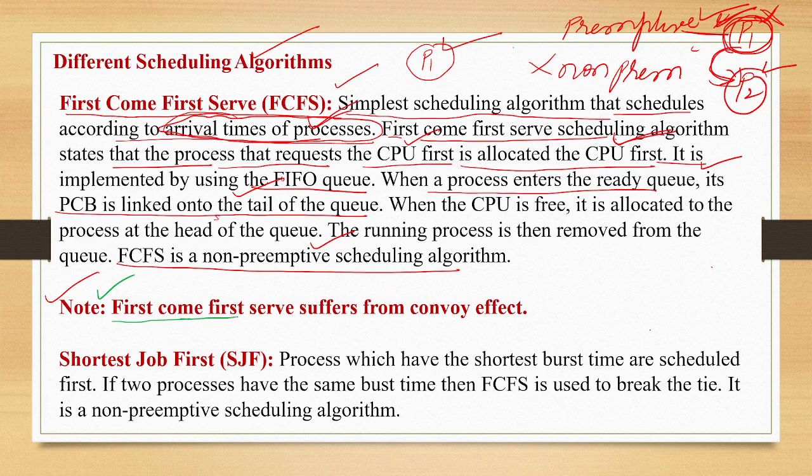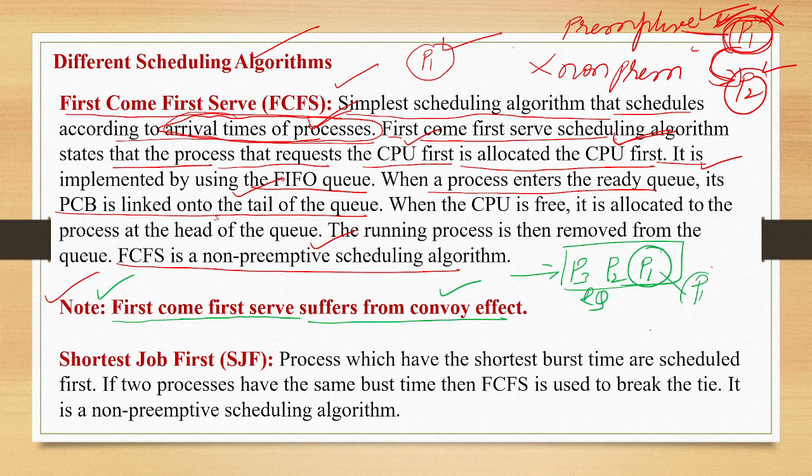FCFS suffers from the convoy effect. What is the meaning of convoy effect? Suppose process P1 came into the ready queue first, P2 came next, P3 came after that. This is the order of coming into the ready queue. Now suppose process P1 has the highest burst time, say it needs 1000 milliseconds of CPU time, and P2 requires only 5 milliseconds, P3 requires only 10 milliseconds. Now P2 and P3 should wait up to 1000 milliseconds. Yes or no? Because it is non-preemptive.